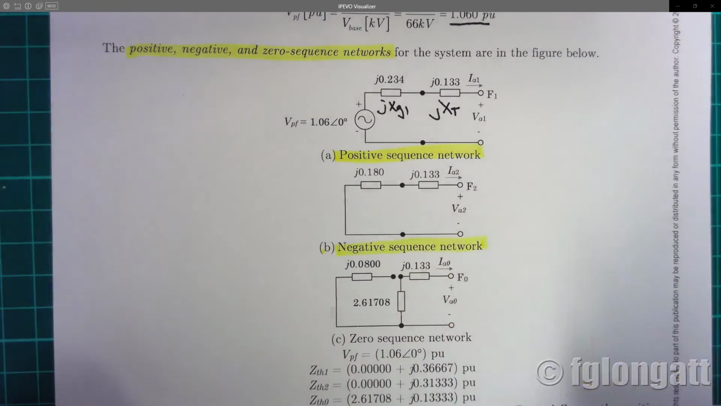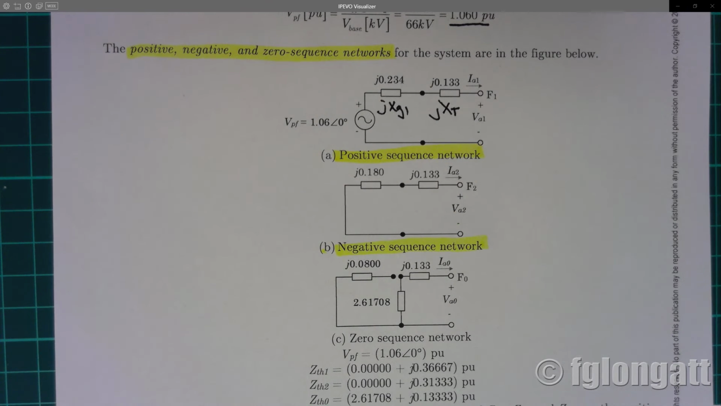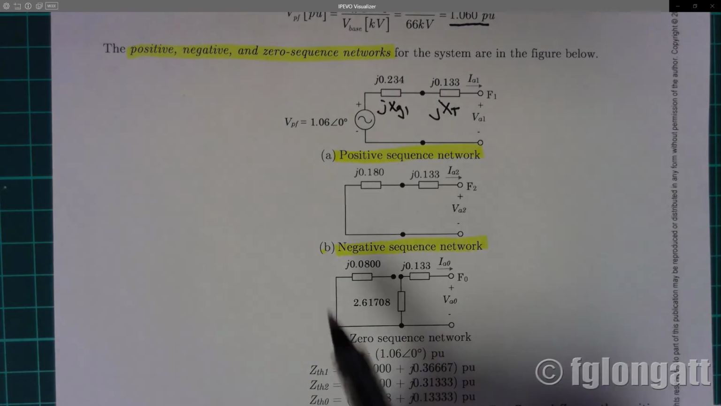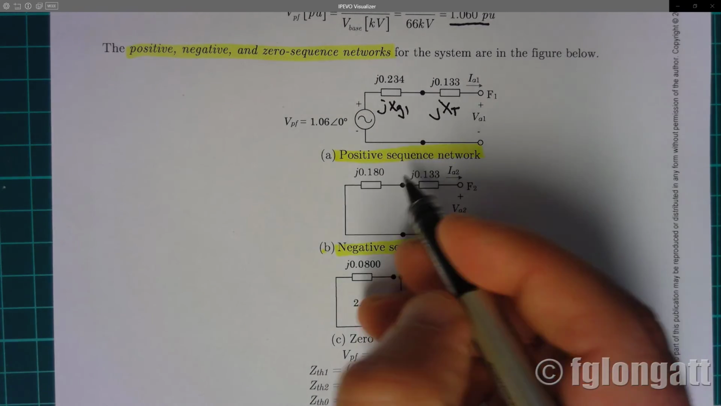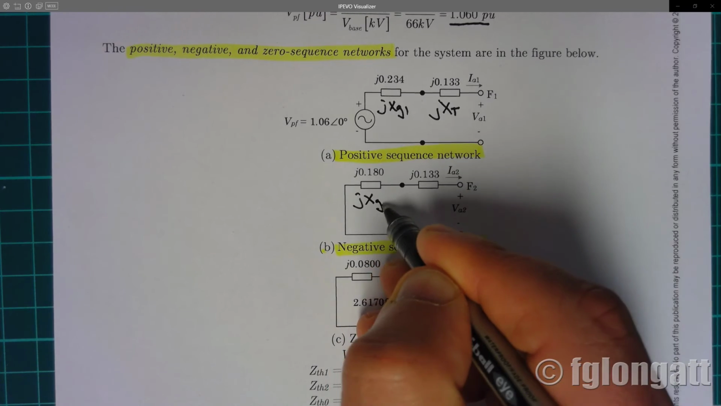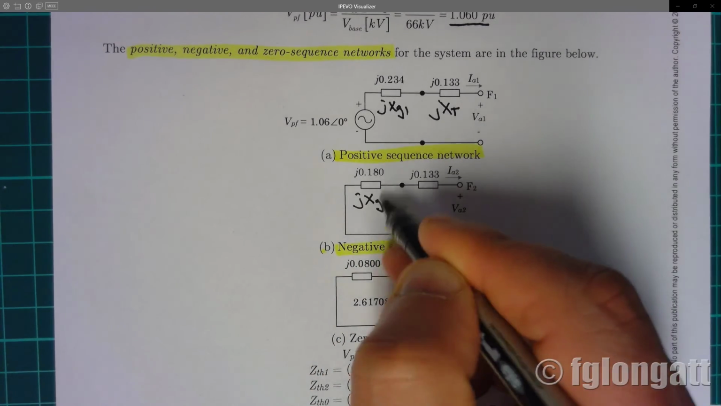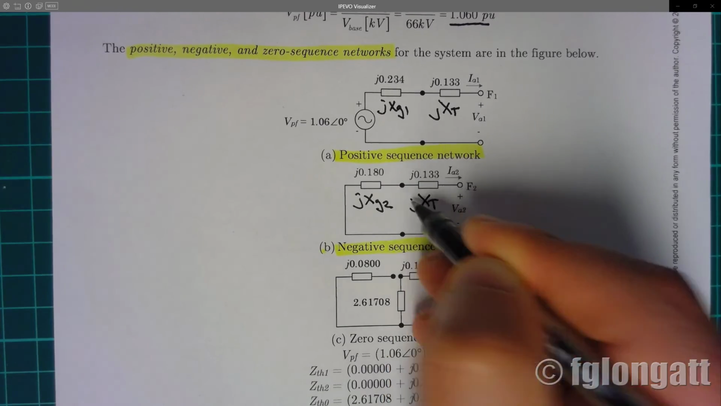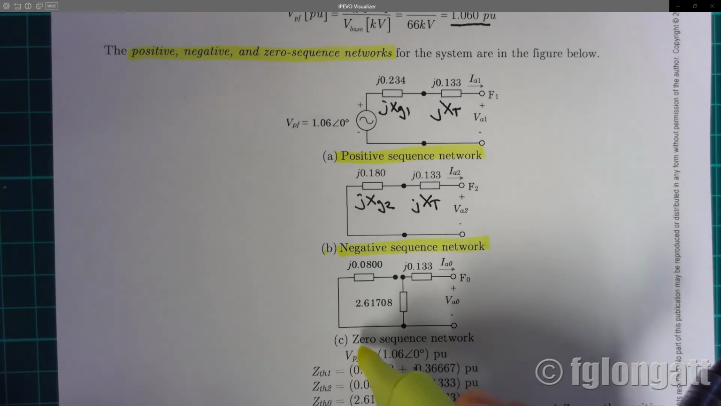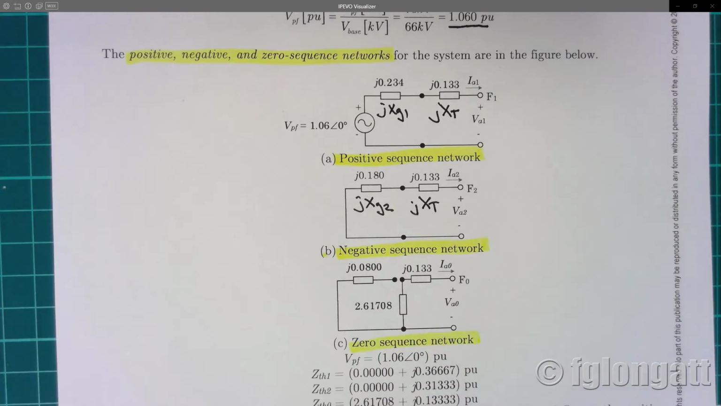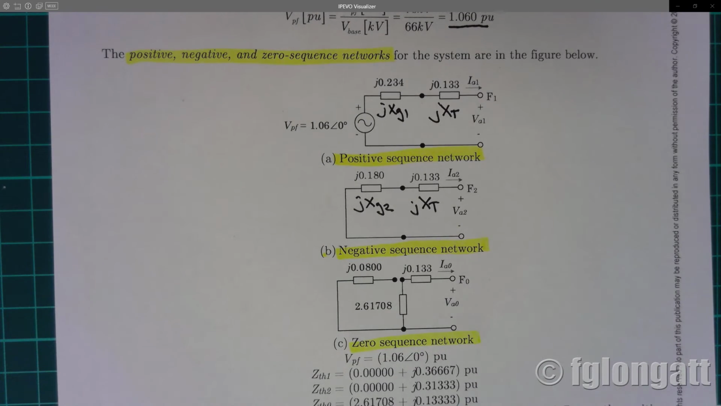Then we have the negative sequence. You must remember negative sequence networks are not voltage sources, because the synchronous generators are the only active devices producing signals, and all of them are positive sequence. Negative sequence, they are not voltage sources, but here we have the negative sequence. This is the negative sequence reactance of the generator, and this is the reactance for the transformer. Very simple.